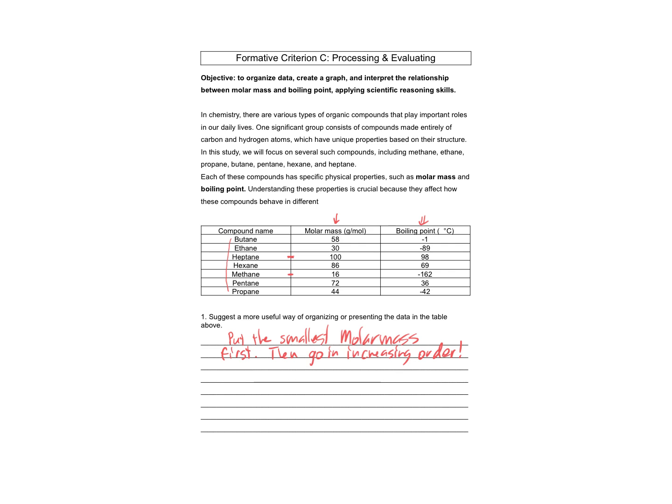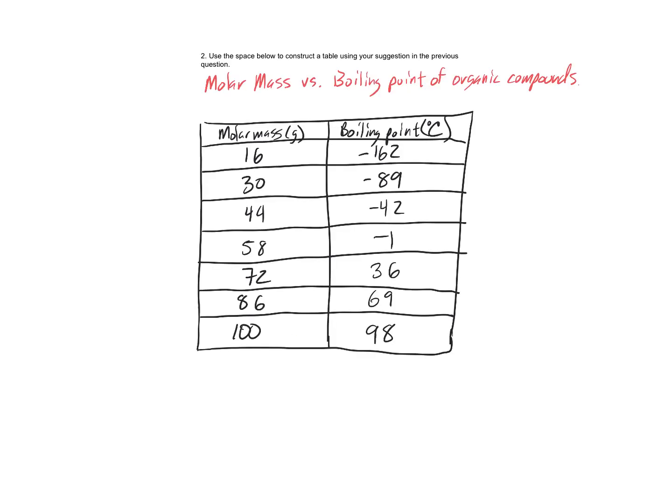All right, here we go. So this is the table I ended up with. You'll notice that I did the molar mass in increasing order. I started with the smallest one, 16, right? So that was the methane there. And then I went all the way up to the largest one, okay? And then I corresponded that to their boiling points.